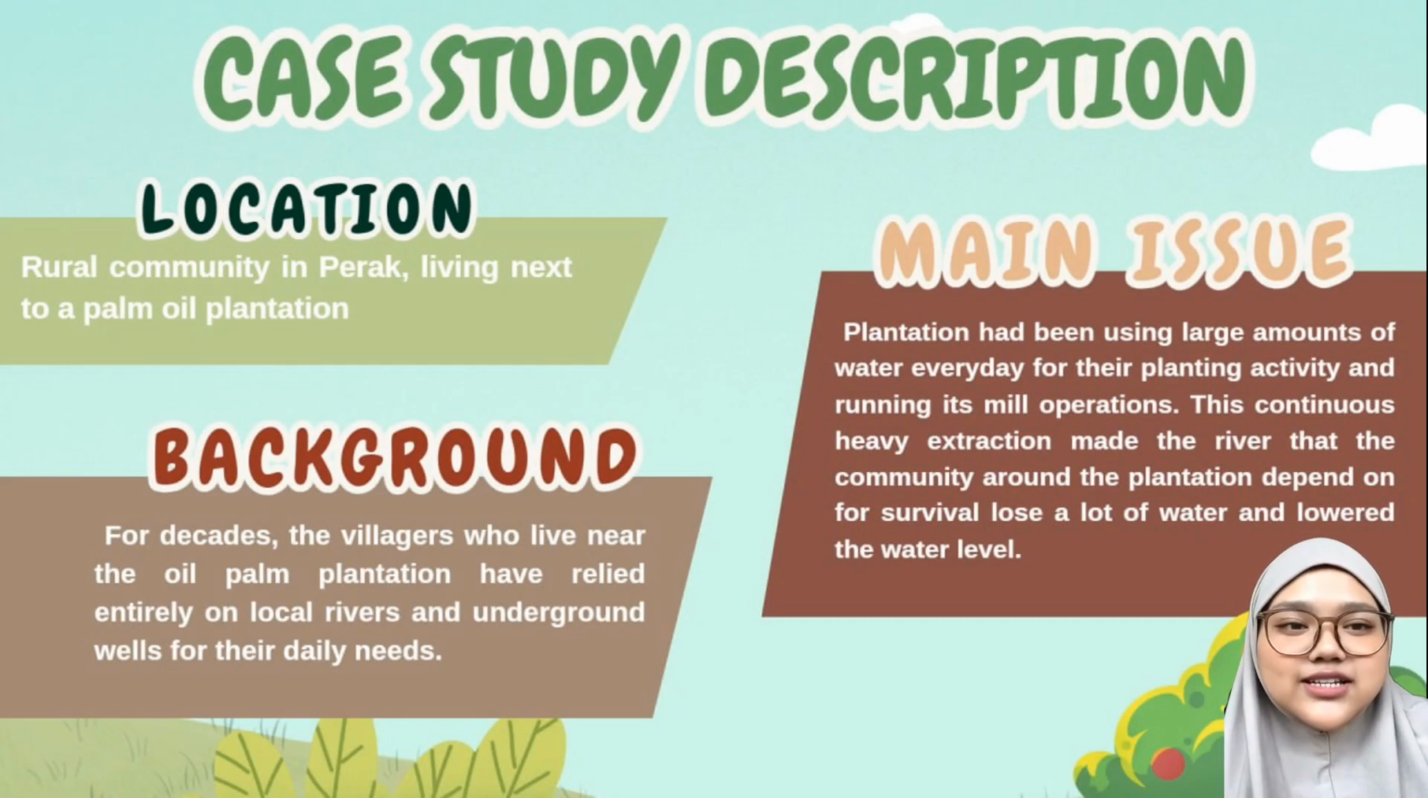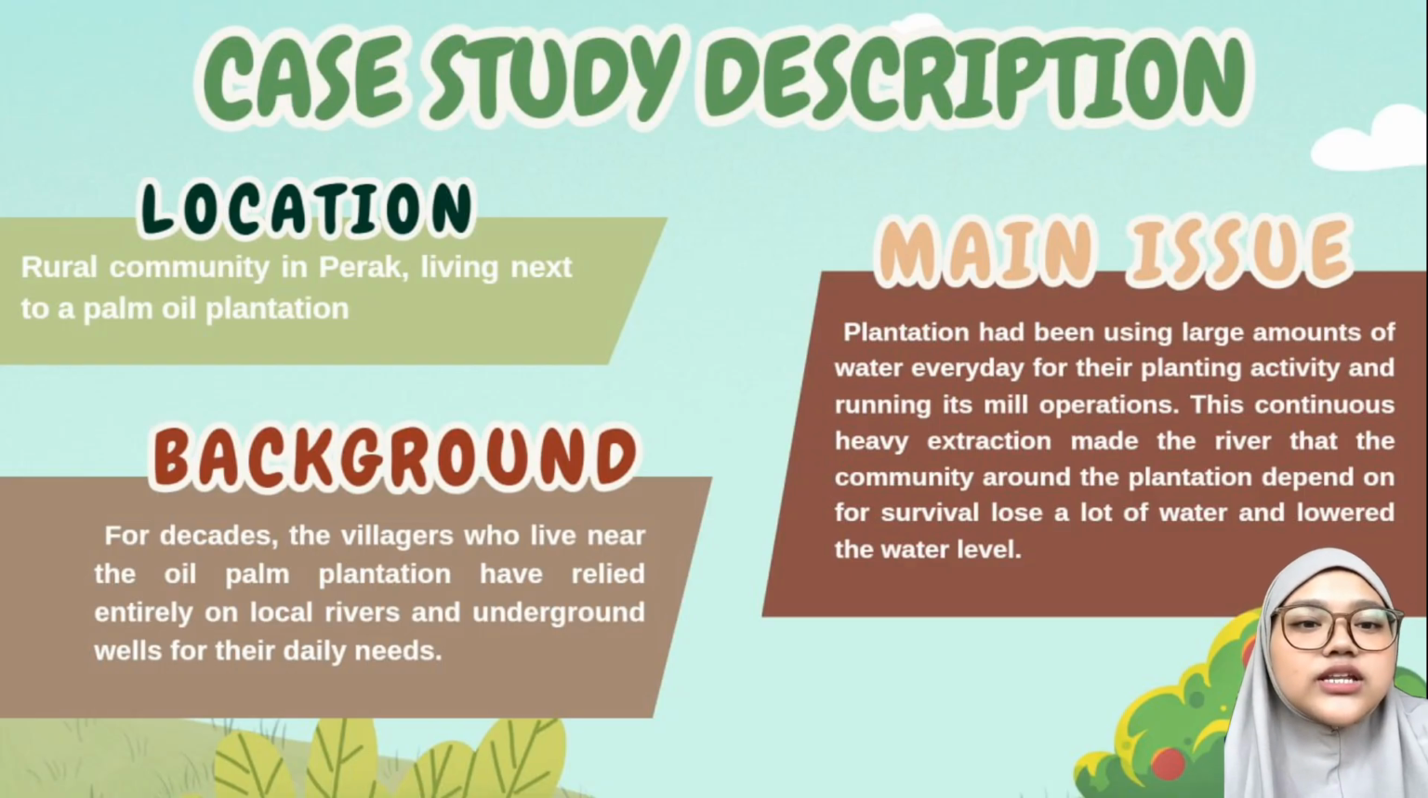Next is the case study description. The location for this case study is a rural community in Perak living near the palm plantation. For decades, the villagers who live near the palm plantation have relied entirely on the local rivers and underground wells for their water. The main issue here is that the plantation had been using a large amount of water every day for their planting activity and also for running the mill operations. This continuous heavy extraction makes the river that the community depends on to survive lose a lot of water and also lowers the water level.